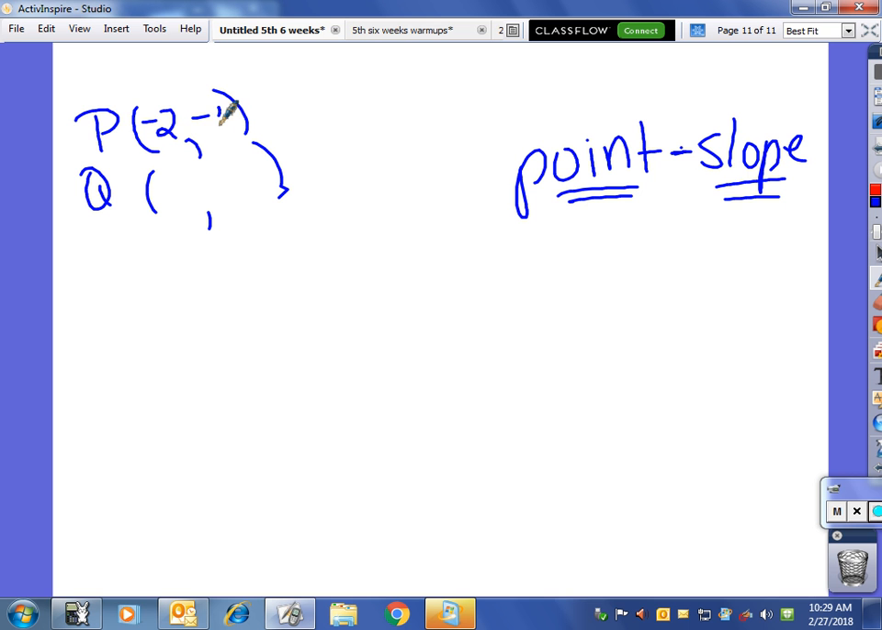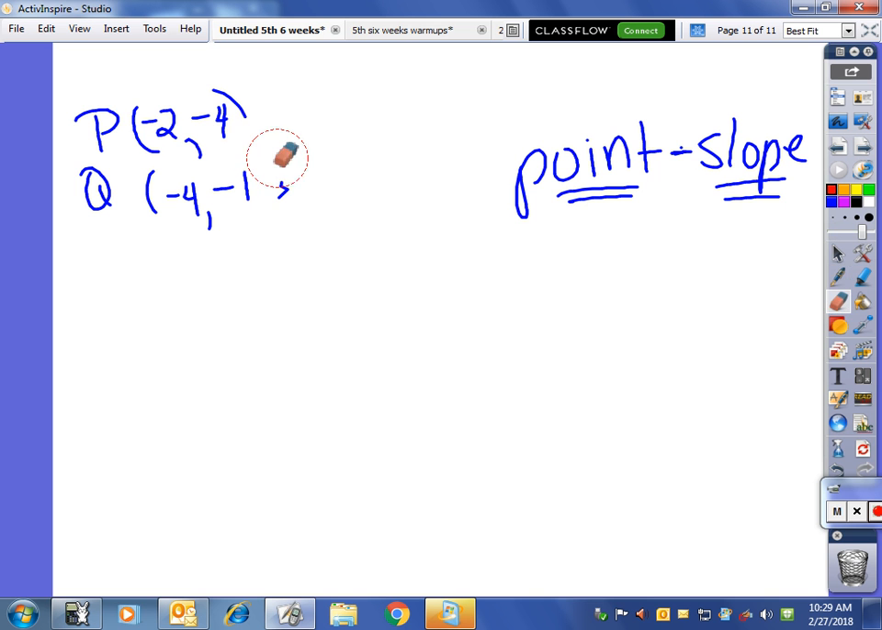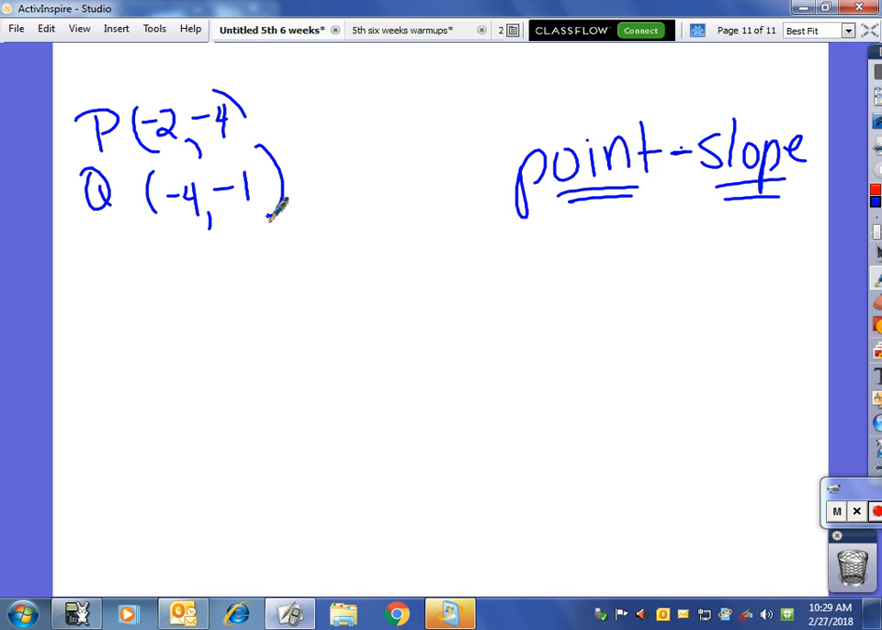I'm giving you the point, negative 2, negative 4, and let's say negative 4, negative 1. Okay, good question. She asked me what point do I use to write the equation. The answer is you could use either one. But just so we all have the same answer, let's agree we're going to use point P. We're going to use the top one, the first one, point P. It would be correct to use either one. But we're going to use the top one just so our answers are all the same.